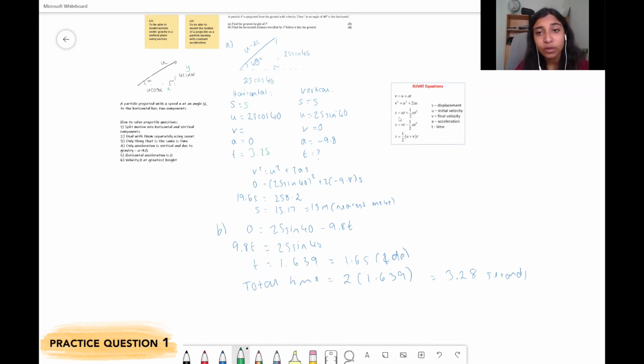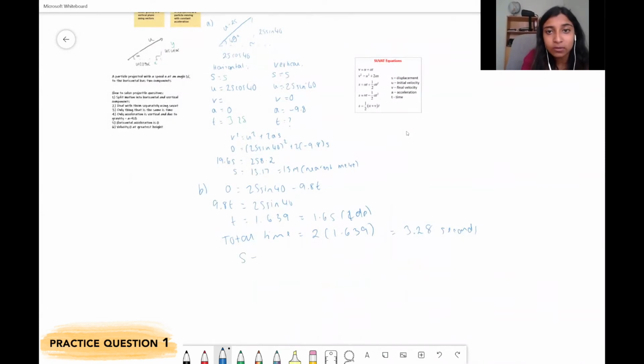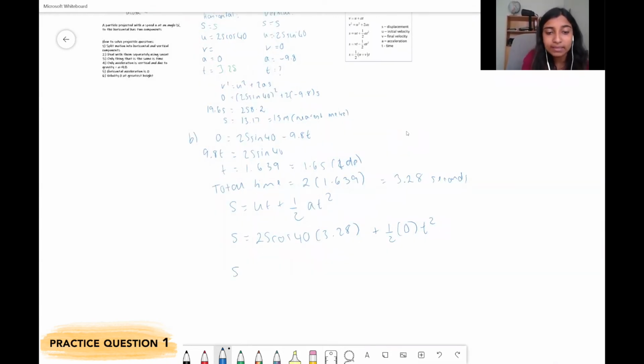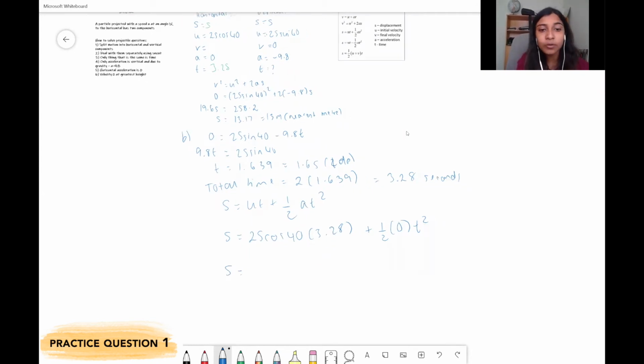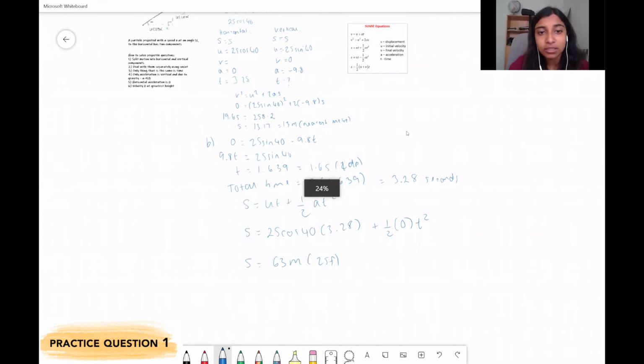So we can use that with our s equals ut plus half at squared. So if we do that, we have s equals ut plus half at squared. We can just plug in all our values. So s would just be equal to 25 cos 40 times 3.28 plus a half times 0 times t squared. So then we just have s is equal to 25 cos 40 times 3.28, which is just equal to 63 meters to 2 SF. So that's our answer to this question.